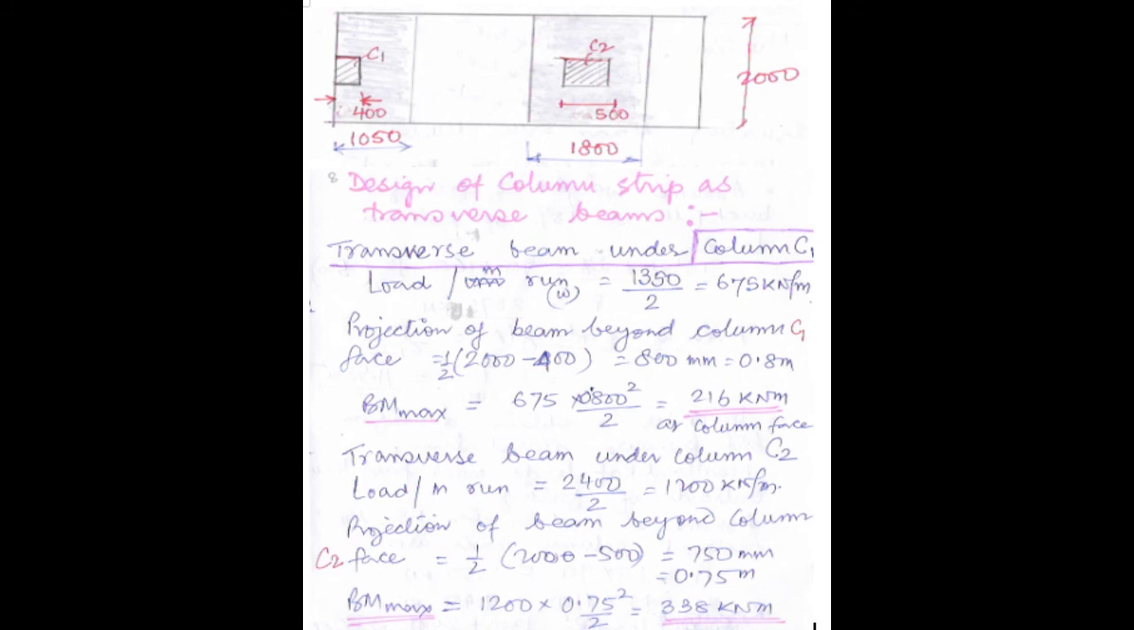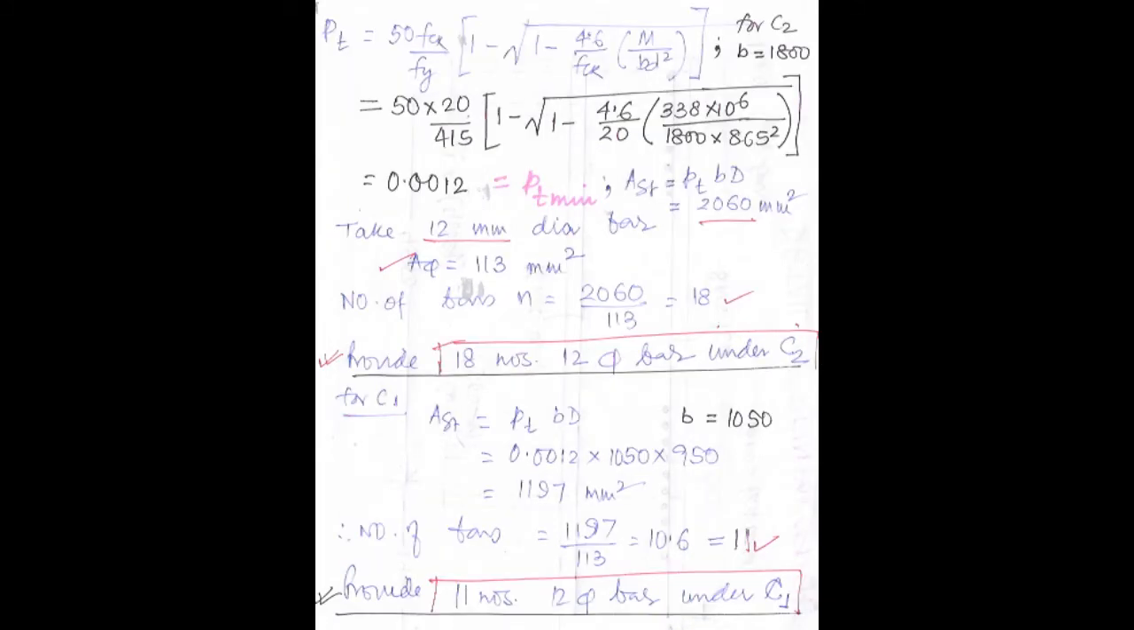So maximum bending moment, again it will be WL square by 2. So W is 1200 multiplied by 0.75 square by 2. So that is 338 kilonewton meter. Now we continue with the reinforcement detailing. So this is repetitive as we have discussed previously for the main reinforcement. First we have to find out the PT, that is the percentage of steel. So PT is equal to this formula you know.